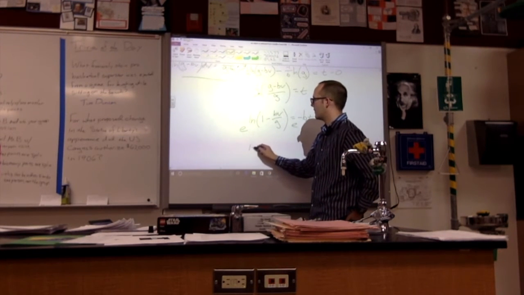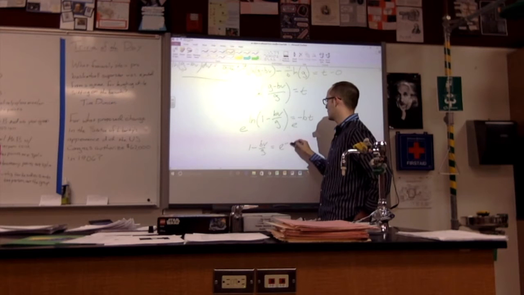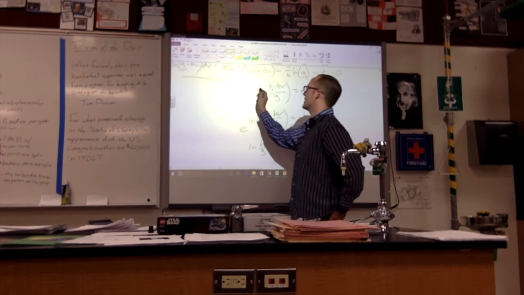Mr. Bergstrom? Does that say -1 over b ln, or is it just -1 b ln? The ln is on the outside, it's not in the fraction. Yeah, it's on the outside.